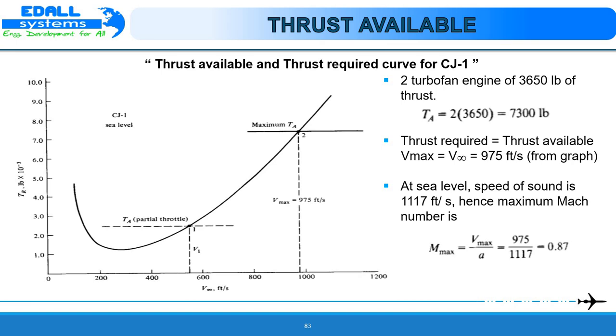Hence, the intersection of the thrust required curve, dependent on the airframe, and the maximum thrust available curve, dependent on the engine, defines the maximum velocity Vmax of the aeroplane at the given altitude.